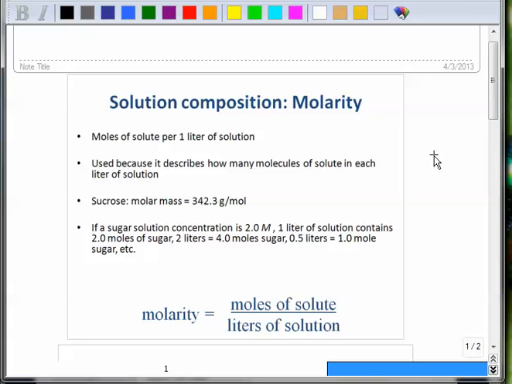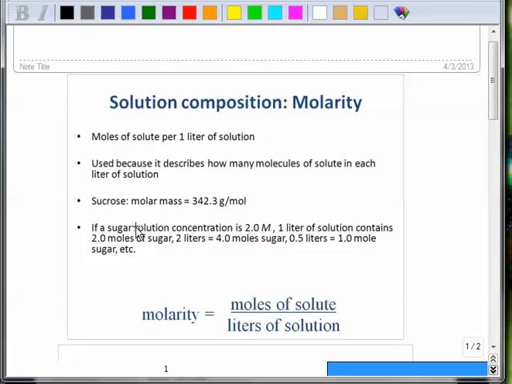chemical reactions. Let's take, for example, the compound sucrose, a sugar. It's your basic table sugar. It has a molar mass of 342.3 grams per mole. That is, 1 mole of sucrose weighs 342.3 grams.